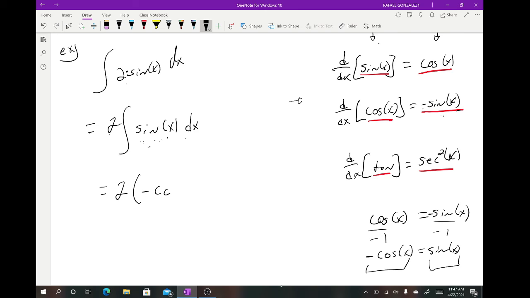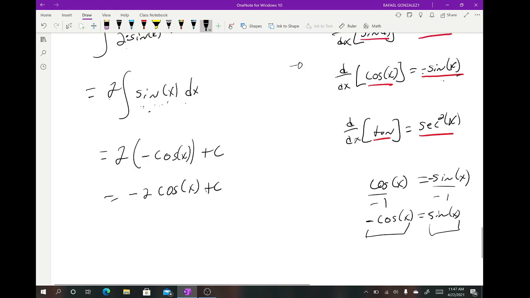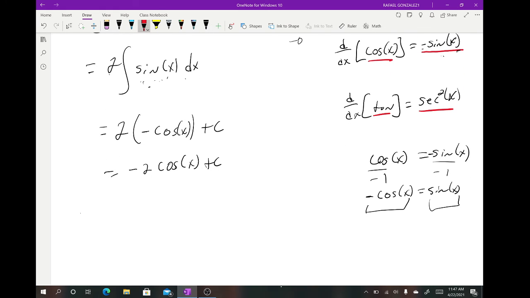So we multiply by negative cosine of x, and again remember to add the plus c, so we get that the antiderivative of 2 sine of x is negative 2 cosine of x plus c. And again, check your solution. You could check it. Take the derivative, d dx of negative 2 cosine of x plus c.